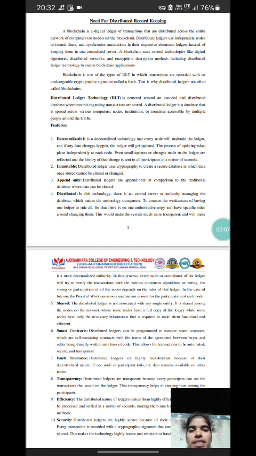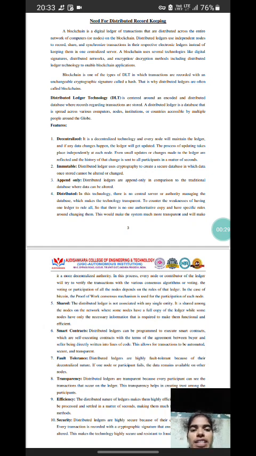212H1A3072. Now I am discussing the need for distributed record keeping. A blockchain is a digital ledger of transactions that are distributed across the entire network of computers or nodes on the blockchain. Distributed ledgers use independent nodes to record, share, and synchronize transactions in their respective electronic ledgers instead of keeping them in one centralized server.